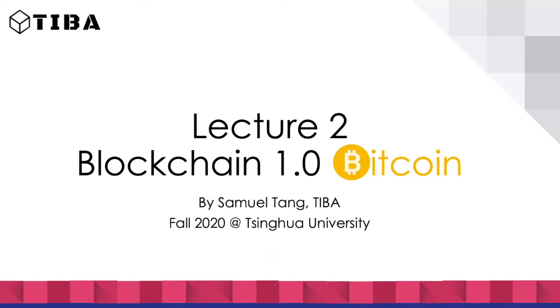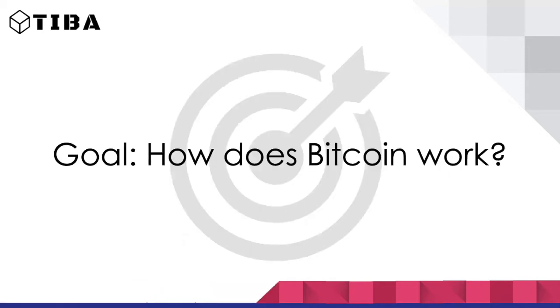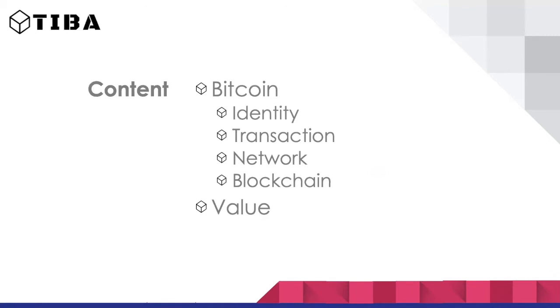So yeah, today we're gonna talk about Bitcoin. And my goal basically for this lecture is for you to have a basic understanding of how Bitcoin works. So we're gonna talk about mainly 4 parts of Bitcoin. So first identity, and then transaction, and then network, and then lastly blockchain. And then we'll conclude with some of the value of Bitcoin.